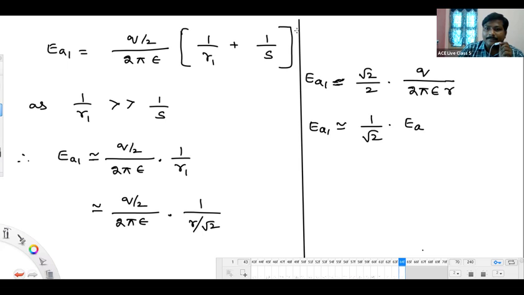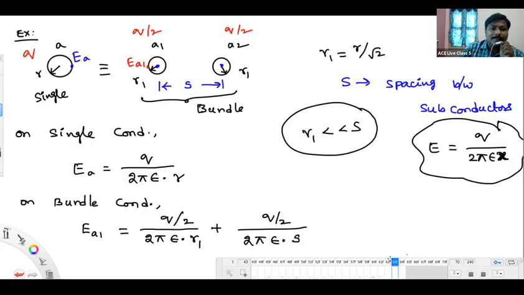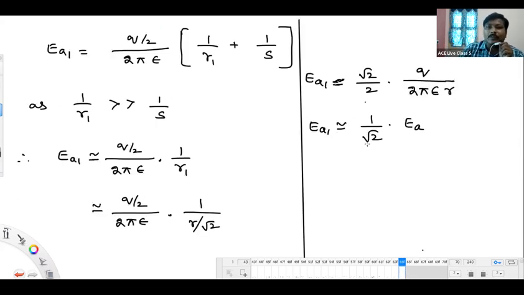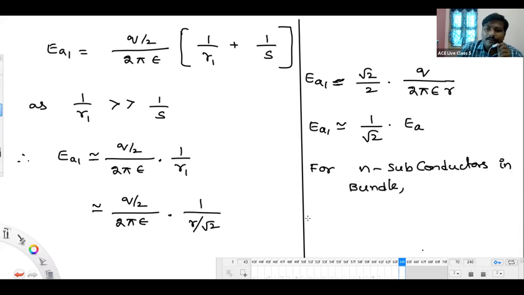For example, if you have 3 subconductors, what will happen? Anybody please tell me. 3 subconductors means you will get Q by 3 by 2 pi epsilon R1. R1 value will be R by root 3, and the remaining terms are neglected. Then, as an extension, you get 1 by root 3 into EA for 3 subconductors. For 4 subconductors, 1 by root 4. For 5 subconductors, 1 by root 5. For 6 subconductors, 1 by root 6. So for n subconductors in the bundle, the electric field intensity on the bundle conductor will be approximately, not exact, approximately equal to 1 by root n times the electric field intensity on the single conductor system.